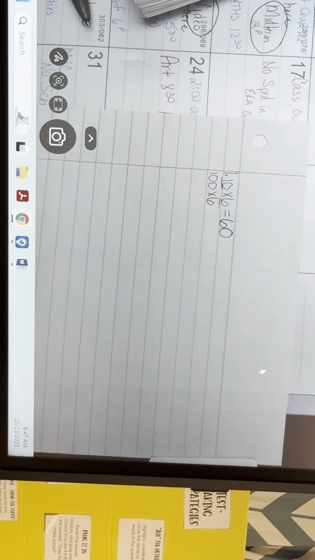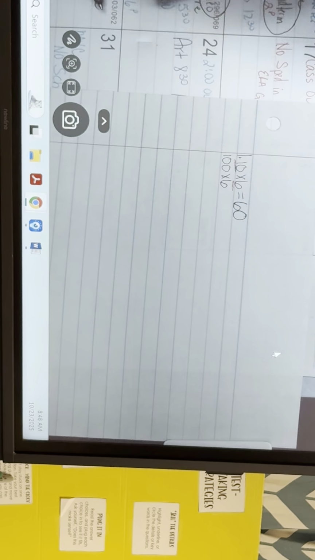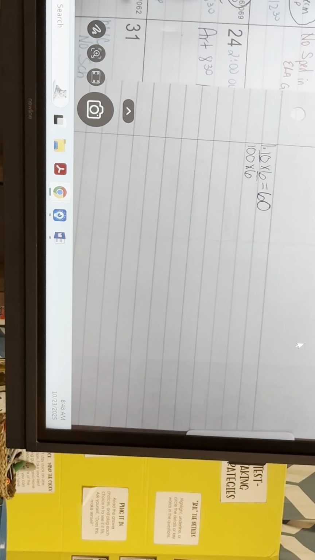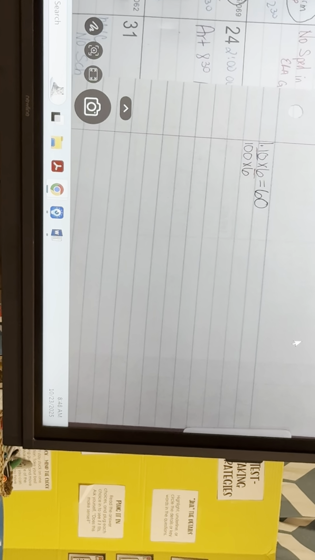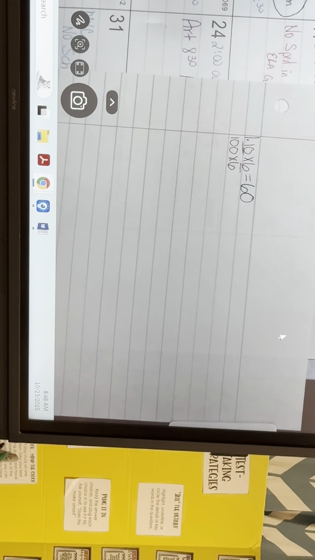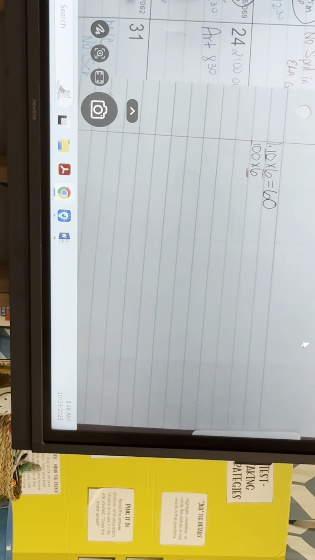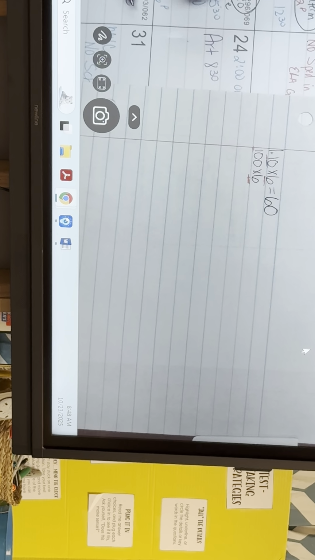Go ahead and write this down on your papers. 100 times 6. Pull out your red colored pencil. My non-zero digits are still 1 and 6. We're going to underline those in red. Is everybody underlining? Okay, I'm going to underline this in red.